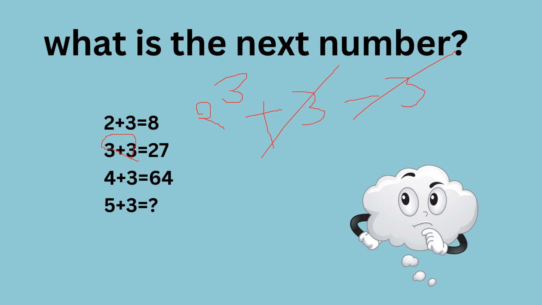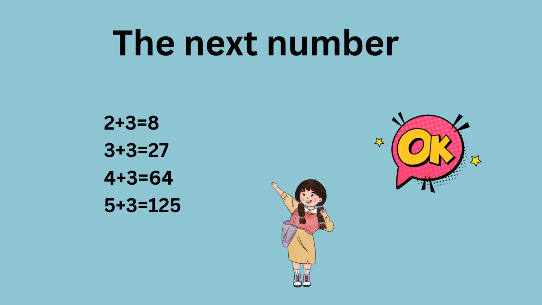So we are going to find out what our 5 plus 3 will be. What is our other number? As I said, 5 is not plus 3, it is 5 to the power of 3, which will give you 125. 5 times 5 is 25, and then 25 times 5 is 125.